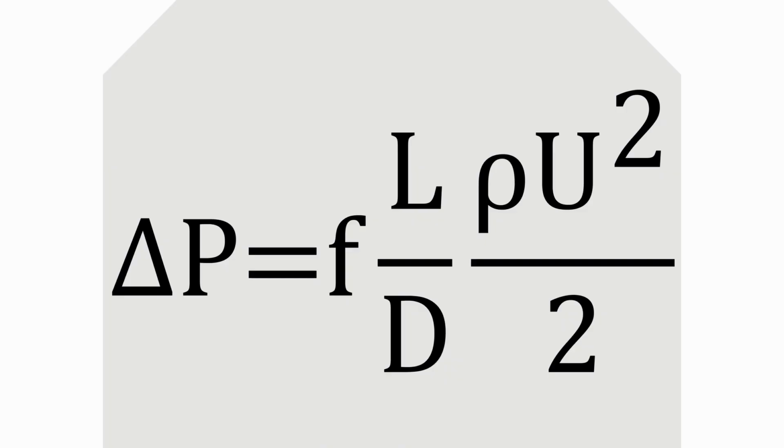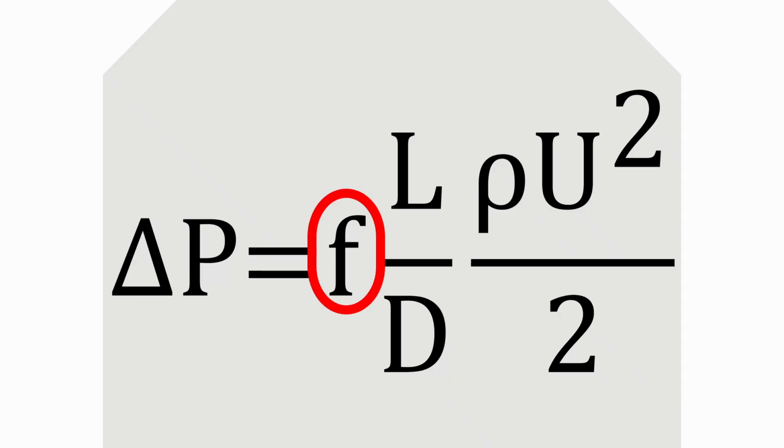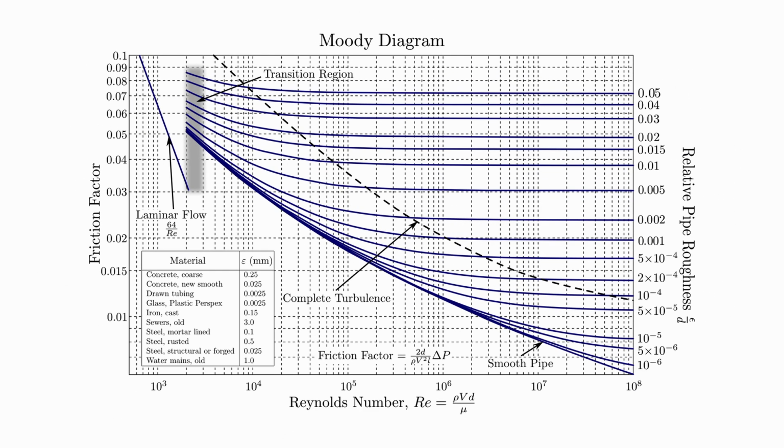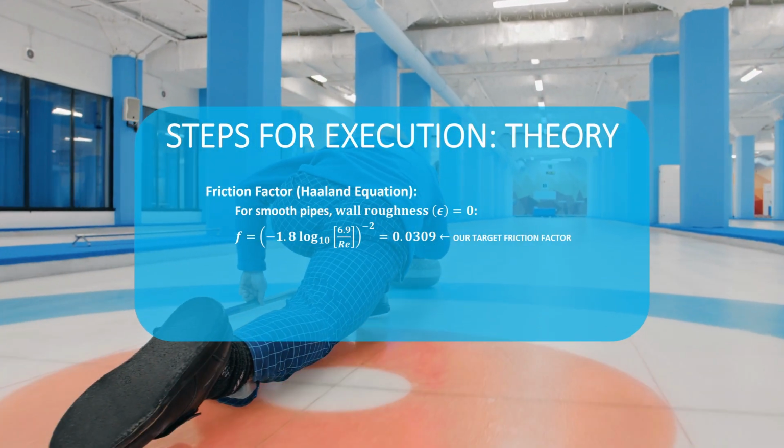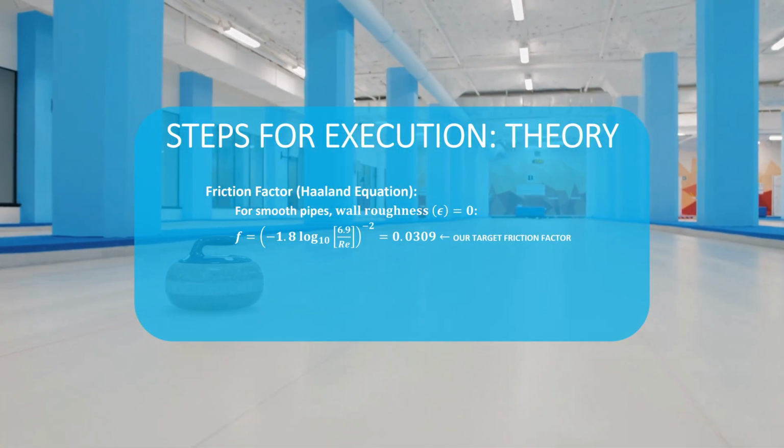Now, as discussed before, we use the Darcy-Weisbach equation to find the pressure drop. We have the length, diameter, density, and velocity. The only thing we are missing is f, the Darcy friction factor. We can find f from a Moody chart, but a much faster way is to use an explicit formula like the Haaland equation. Plugging in our Reynolds number, we get a friction factor of 0.0309.